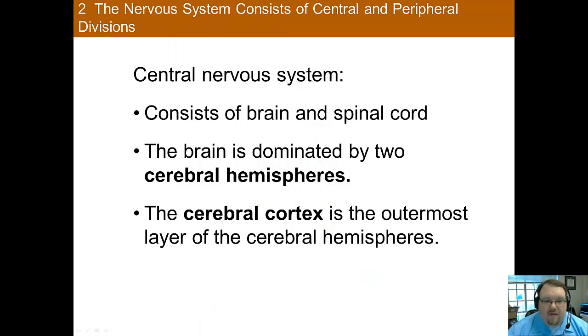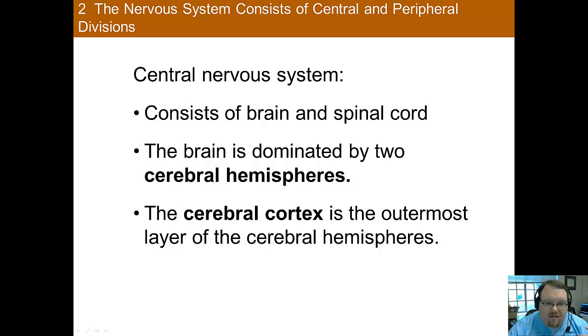So now we're going to focus on the gross anatomy of the central nervous system. As you'll recall, the central nervous system consists of the brain and the spinal cord. The brain, as you likely know, is divided into two halves, or hemispheres, that are connected in the middle by the corpus callosum. The cerebral cortex is the outer covering of the cerebral hemispheres, and it consists largely of nerve cell bodies and their branches.